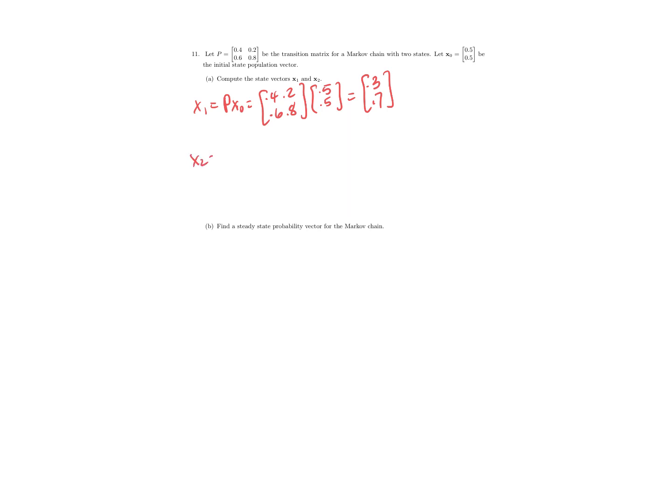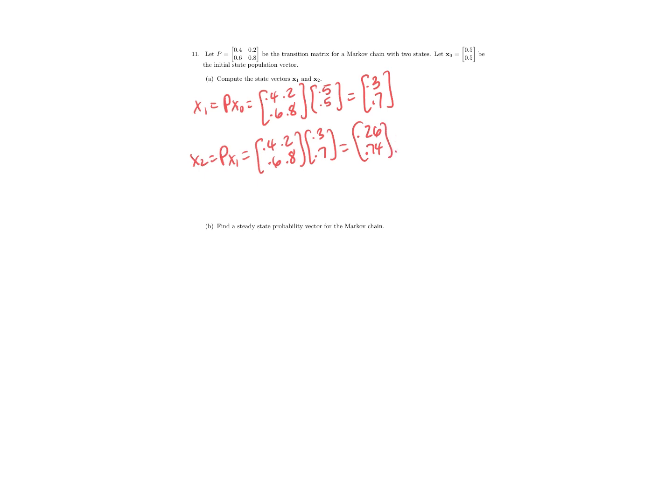Okay, and then x2 will be P x1: 0.4, 0.2, 0.6, 0.8 times 0.3, 0.7. That gives me 0.4 times 0.3 plus 0.2 times 0.7, which gives us 0.26. And then we should get 0.74 for the other one. So let's do it: 0.6 times 0.3 plus 0.8 times 0.7 gives us 0.74. Yep. Okay. Find a steady state vector for the Markov chain.